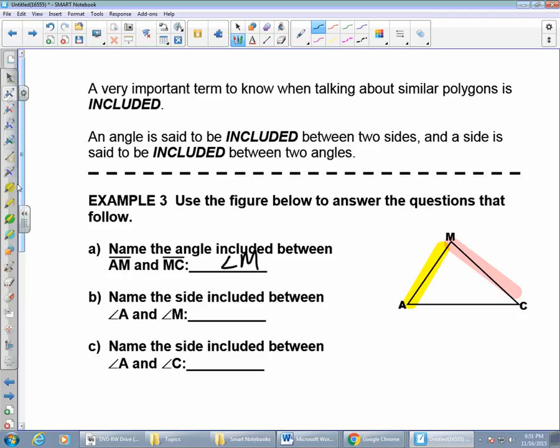Name the side included between angle A and angle M. The side that connects angle A and angle M is line segment AM. And then name the side included between angle A and C. We already know where angle A is, so here's angle C, and that side there is line segment AC.